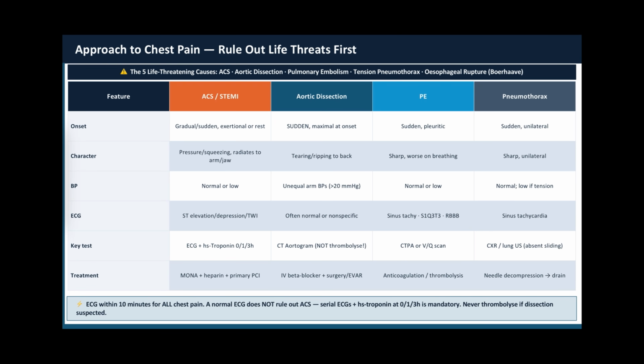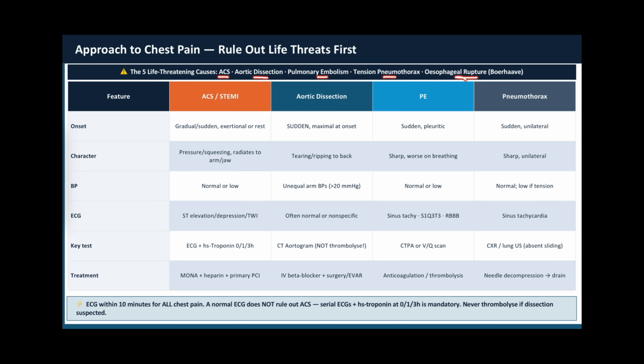Approach to chest pain. Chest pain is one of the most common reasons for visiting the emergency department. But before considering the common causes, always exclude the dangerous ones. There are five life-threatening diagnoses that every emergency physician must consider in any patient presenting to the ED with chest pain. First is acute coronary syndrome, then aortic dissection, pulmonary embolism, tension pneumothorax, and esophageal rupture, that is called Boerhaave syndrome. Each has a subtle difference in presentation, but all require urgent recognition and management.